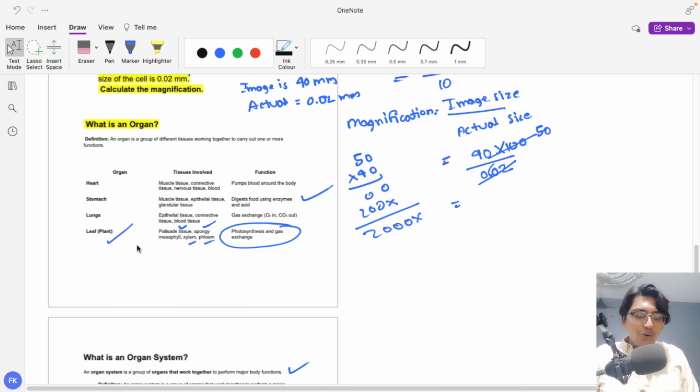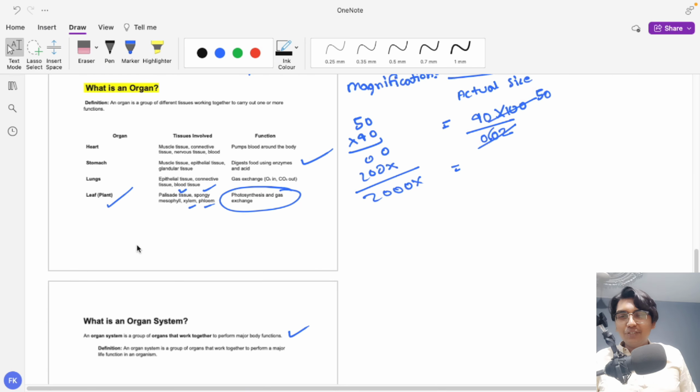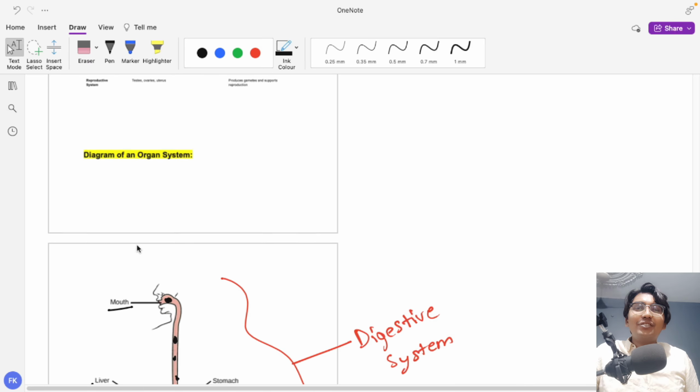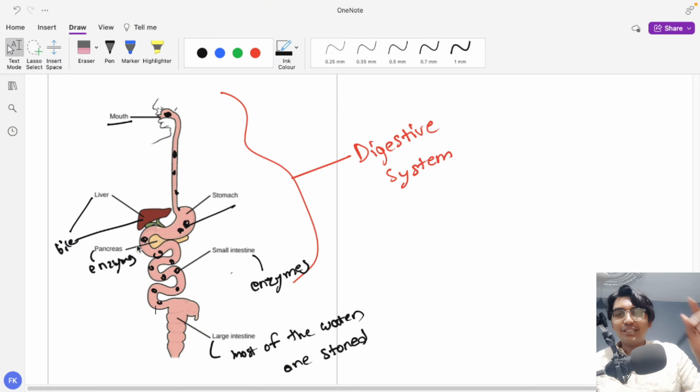What is an organ? An organ is where different tissues work together to carry out one or more functions. You can see an organ such as a leaf. It is made up of palisade mesophyll cells, spongy mesophyll cells, epithelial cells, xylem, phloem. Their function is photosynthesis and gas exchange. Then we learned about organ system. What is an organ system? An organ system is a group of organs working together for a specific function, right? We have seen a diagram of the digestive system.